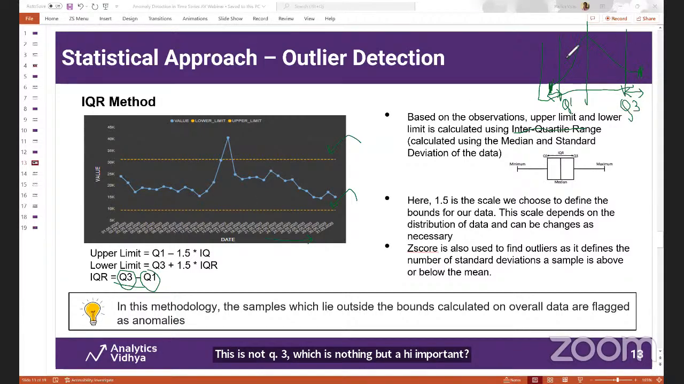Using these quartiles, what exactly do these quartiles tell us? This is another way of visualizing where exactly Q1 and Q3 lie. And once we calculate this IQR, we calculate our upper limit and lower limit. The upper limit is calculated using this formula.